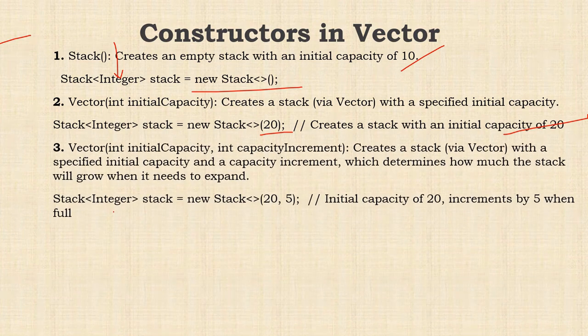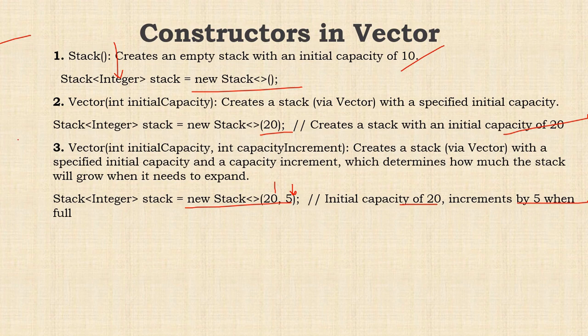So there is also a third way to create. Like this we can also create. This is the capacity and this is the increment size. So if it becomes full, then 5 capacity will be added. Initial capacity will be 20 and it increments by 5. So when 20 is completed, your size will become 25. So like this we can create a stack via vector with a specified initial capacity and capacity increment, which determines how much the stack will grow when it needs to expand.